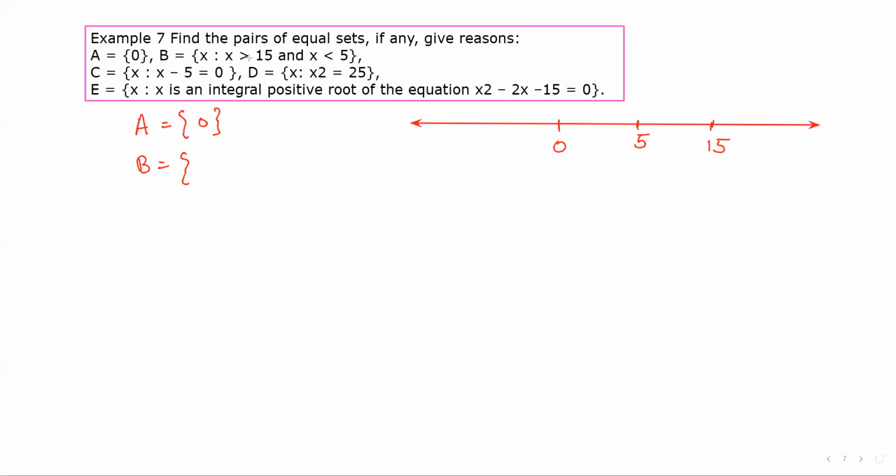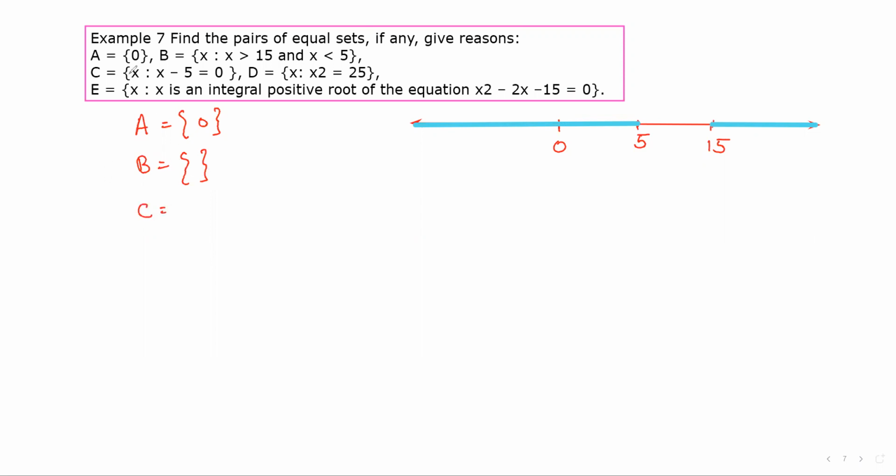Now, it's given that x is greater than 15, so x can have any value on the right hand side of 15. Also, it's given that x is less than 5, so x can have any value on the left hand side of 5. Now, if this is written in set builder form and separated by "and", then both conditions are to be satisfied. That means your x value has to be in both the intervals, from minus infinity to 5 and from 15 to infinity. However, by observation, we can say that this is not possible. So there is no element which comes in both regions or which satisfies both conditions. Hence, B is a null set.